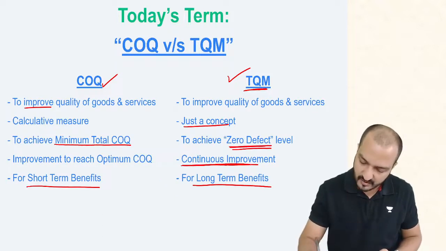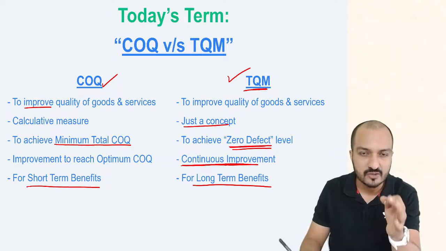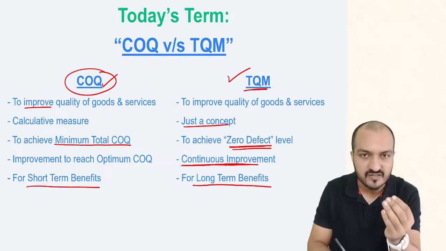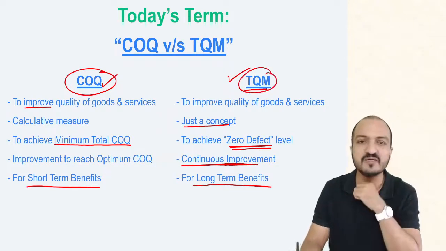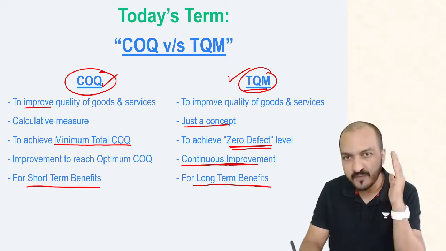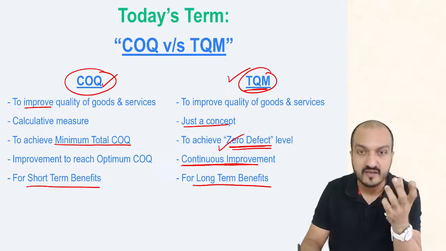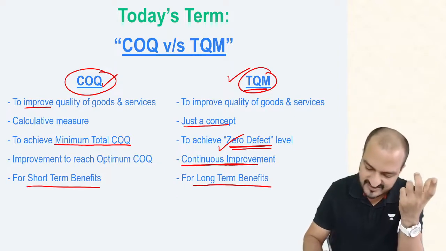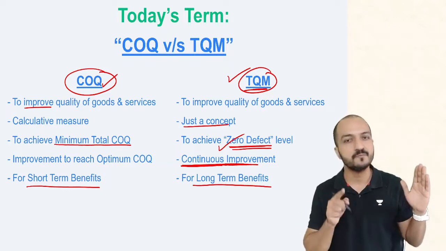You keep doing continuous improvement no matter how much it costs. So, conclusion: the main difference is that under COQ it matters how much it costs to improve quality, while under TQM it doesn't matter how much cost you spend, but you keep improving quality until you reach a zero defect level. Now in reality you might never reach that zero defect level. So in reality this is a continuous, never-ending process. It is a cycle.